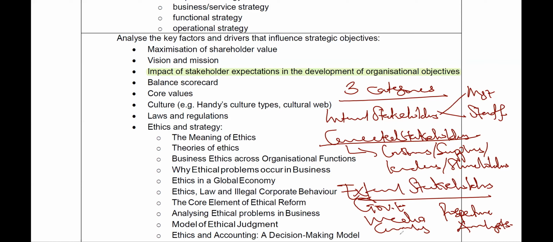They have something they want from you. So why the impact of stakeholder expectation? Remember, if people expect something from you, you have to put in effort, because some of them are directly connected to you. So if they have expectations, you have to satisfy their expectations. But you cannot do all. Remember, we have resource constraints.